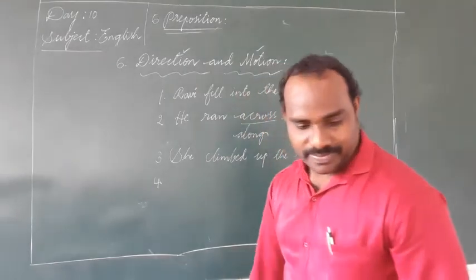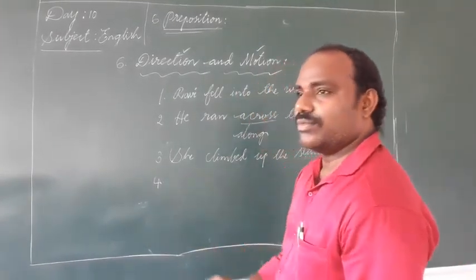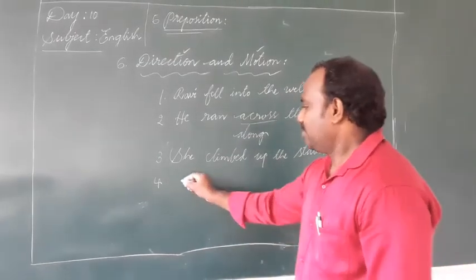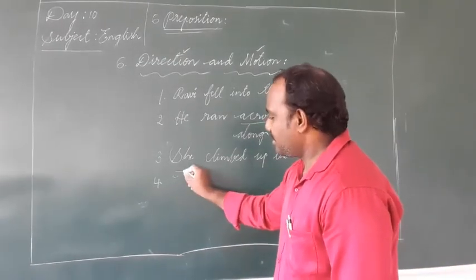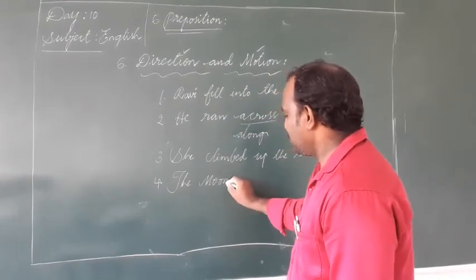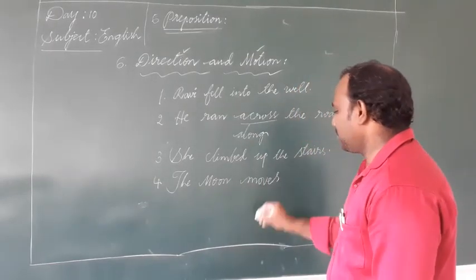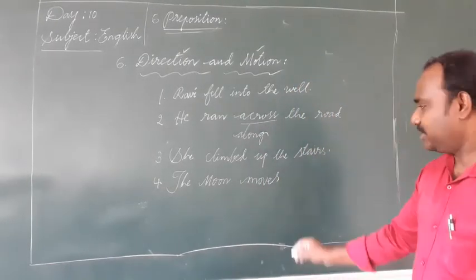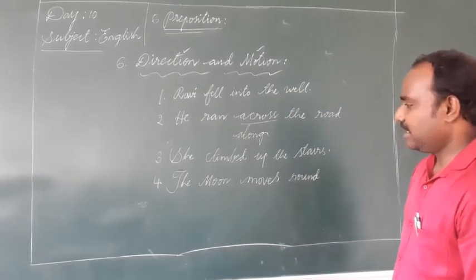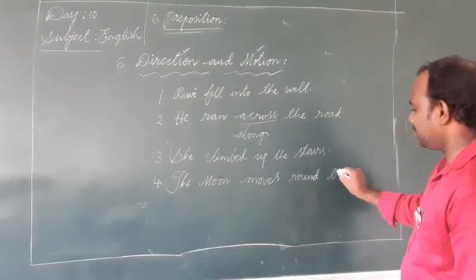Number four. The moon moves round the sun, of course. The planet moves. Right, the moon revolves or moves round the sun, around the sun. Not around the sun, around the earth, round the earth.